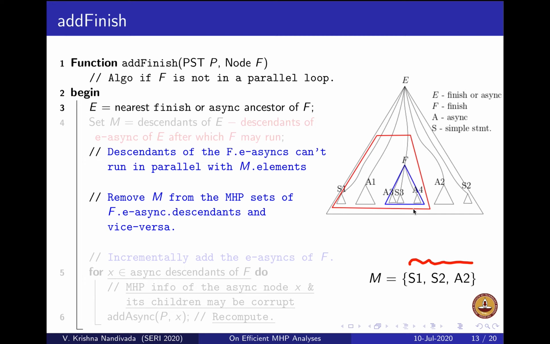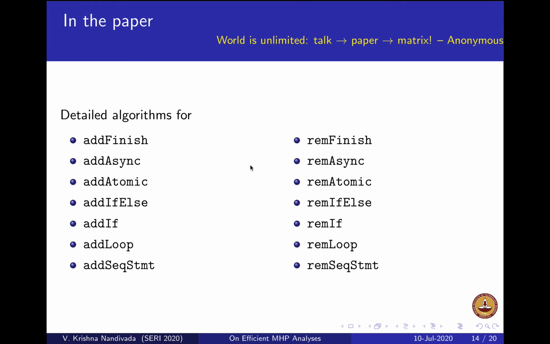Am I done? The answer is not quite. I have to do one more part. I have to incrementally add the MHP information for A3 and A4. Okay, so what did I do? First remove the MHP information and then added the required MHP information for A3 and A4 incrementally. Okay. In the paper, you can find detailed algorithms for adding and removal of every other construct: finish, async, atomic, if-else, loops, and so on. Okay.